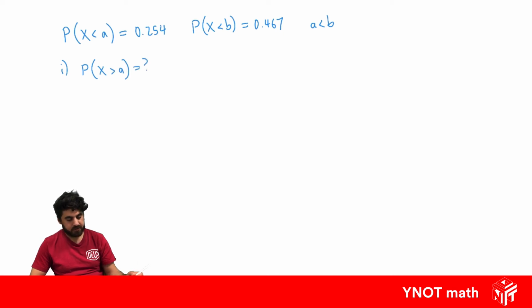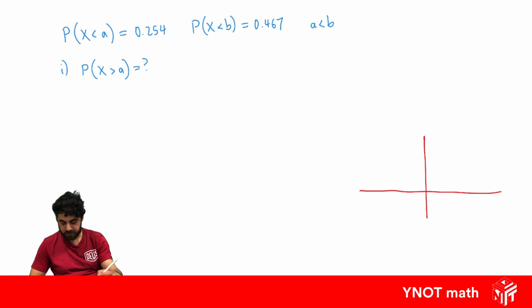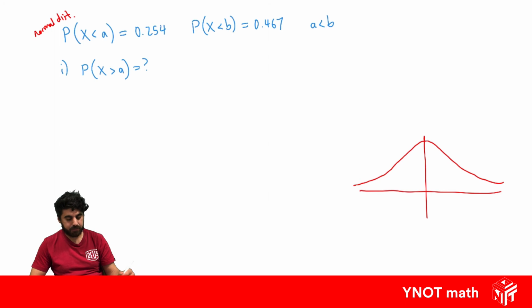In order to do this, it might be best if we draw a little diagram. So let's go ahead and draw a probability density function. And let's draw it as a normal distribution, because it did say in the question that it's a normal distribution. So we should note that down. This is a normal distribution, and we'll make it a standard normal distribution. And let's go ahead and mark in A and B. We know A is less than B, so we could mark in A here and B in here.